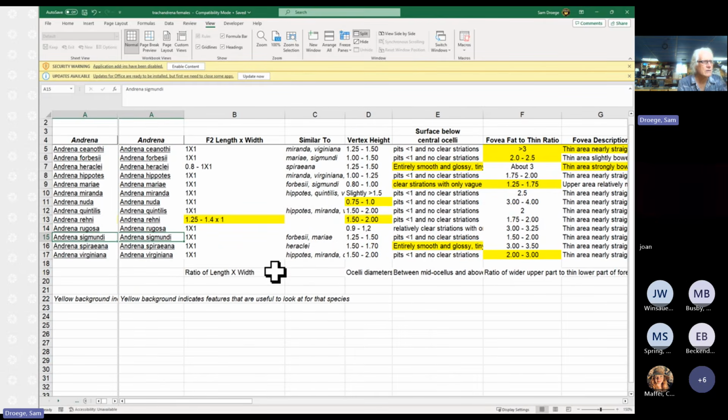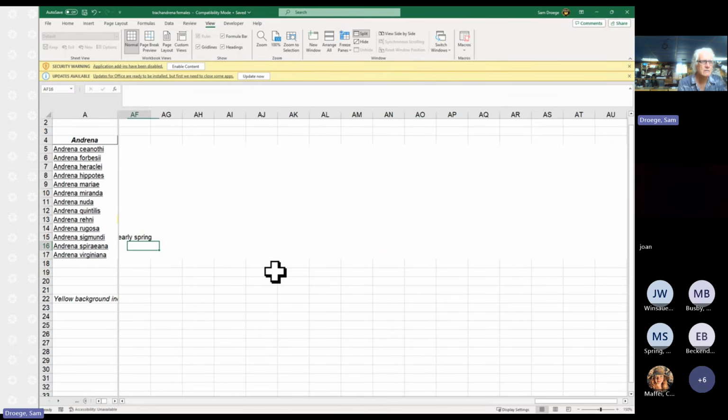Okay, so next time we'll go through Sigmundi, which is tricky. It's a tricky one. Spiriana, Virginiana. Spiriana, I think, is a willow specialist. I could be wrong.